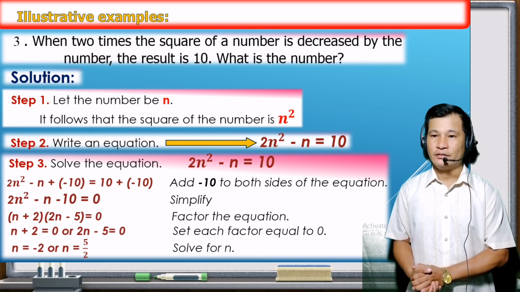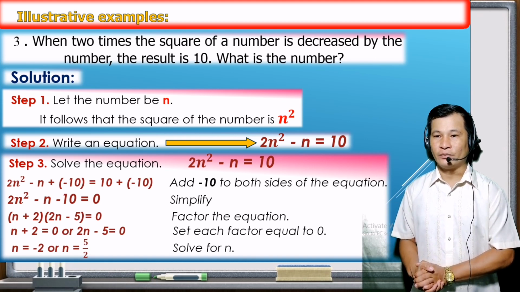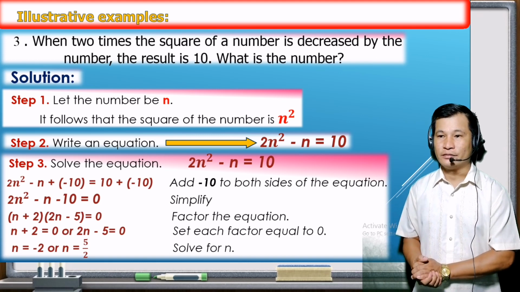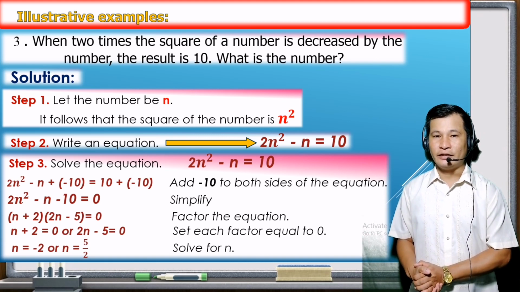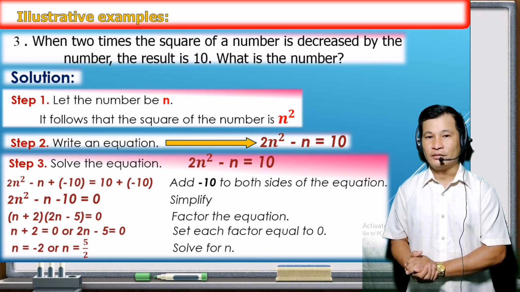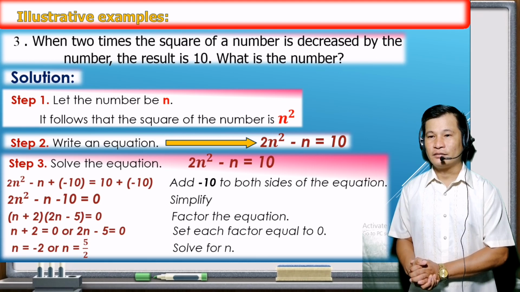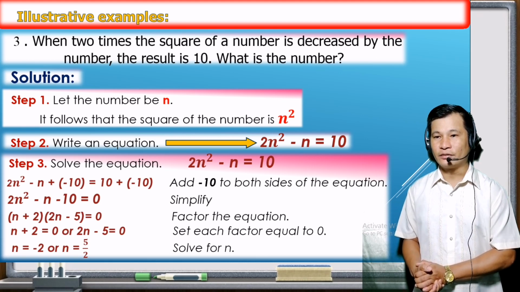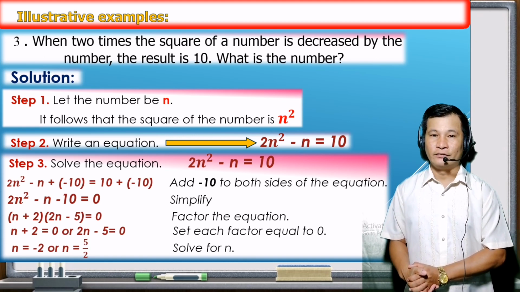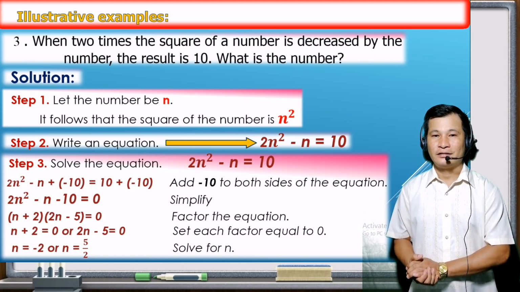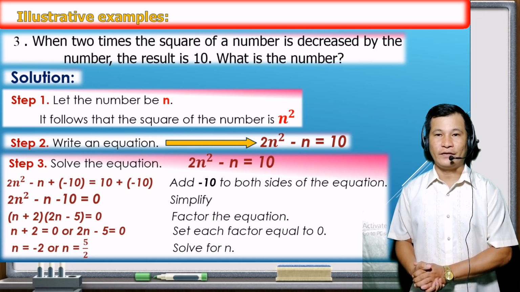And then factor. We will have n plus 2 times 2n minus 5 equals 0. After factoring, we are going to set each factor to 0. So we have n plus 2 equals 0 or 2n minus 5 equals 0. And then solve for n. So in here, we have n equals negative 2 or n equals 5 over 2.